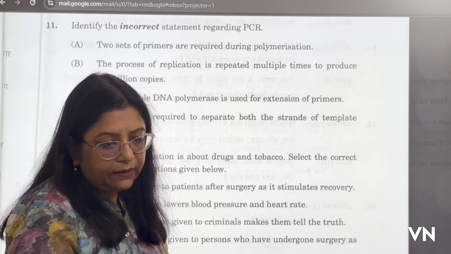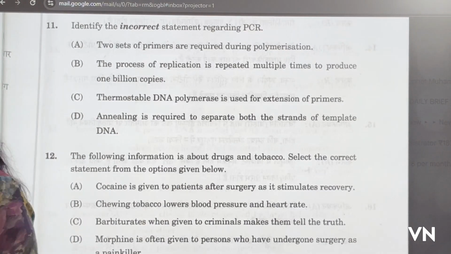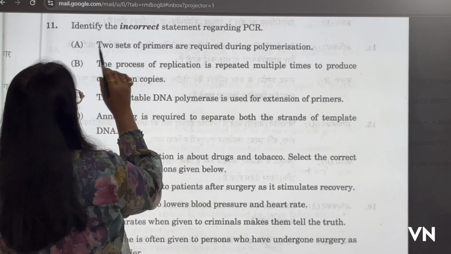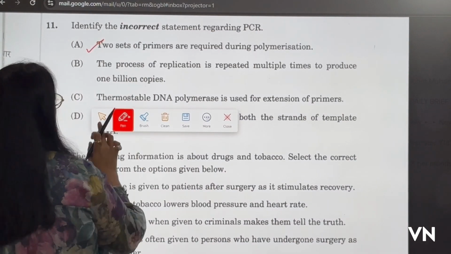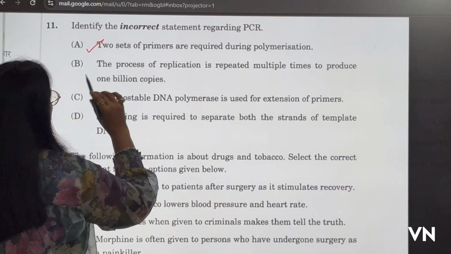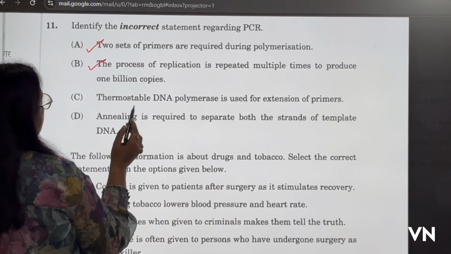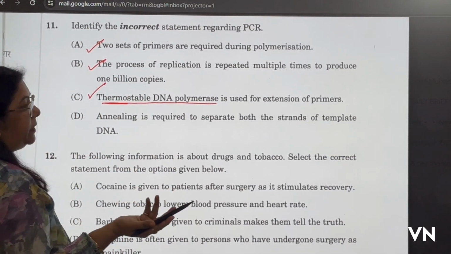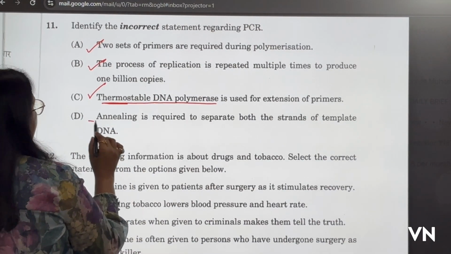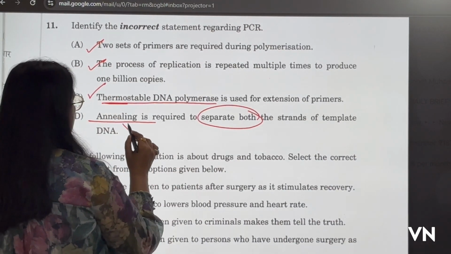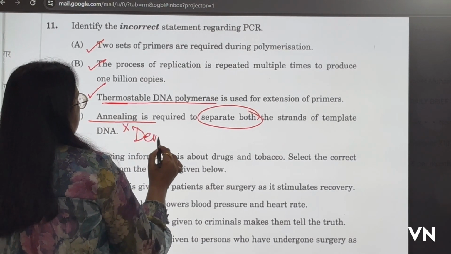Identify the incorrect statement regarding PCR. 2 sets of primers are required during polymerization. Correct. The process of replication is repeated multiple times to produce 1 million copies. This is also correct. Thermostable DNA polymerase is used for extension of primers. This is also correct. And annealing is required to separate both the strands. This is wrong. Denaturation is required.